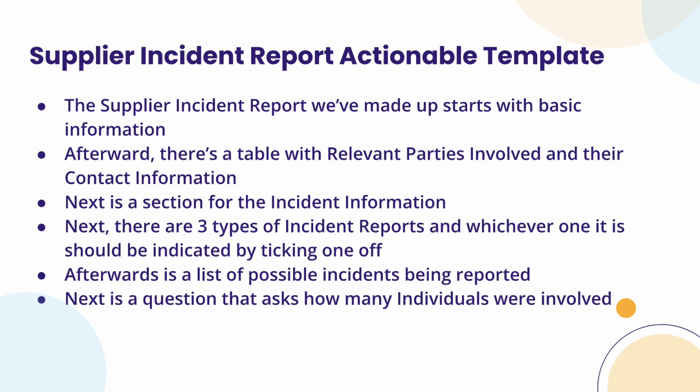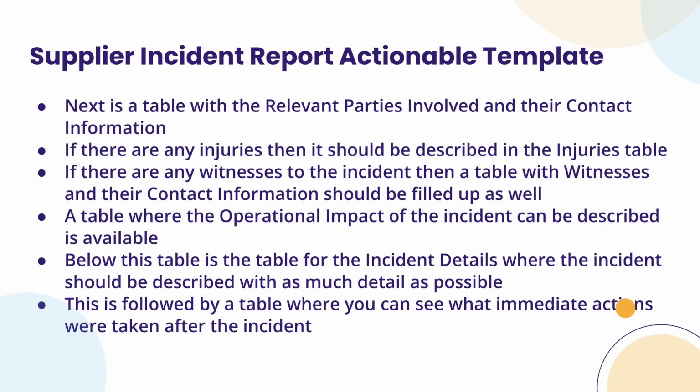Next is a question that asks how many individuals were involved, and the appropriate estimate should be ticked off. Next is a table with the relevant parties involved and their contact information, for the names and contact information of those directly involved in the incident. If there are any injuries, then they should be described in the injuries table. If there are witnesses to the incident, then a table with witnesses and their contact information should be filled up as well. A table where the operational impact of the incident can be described is available.